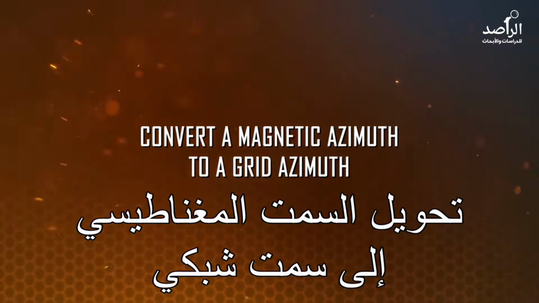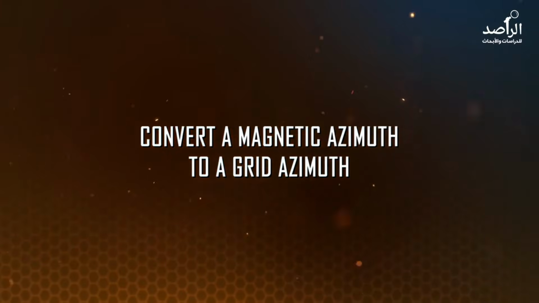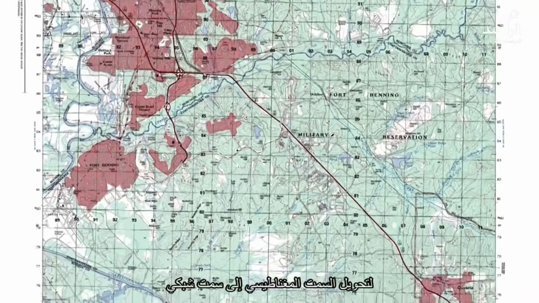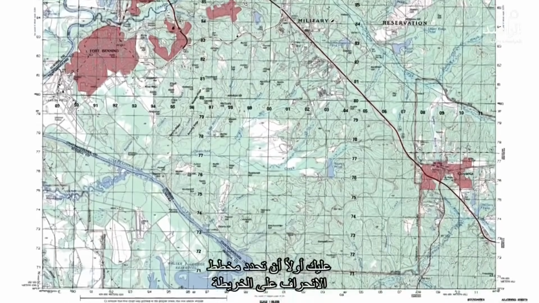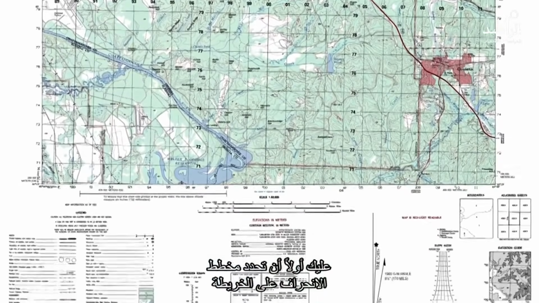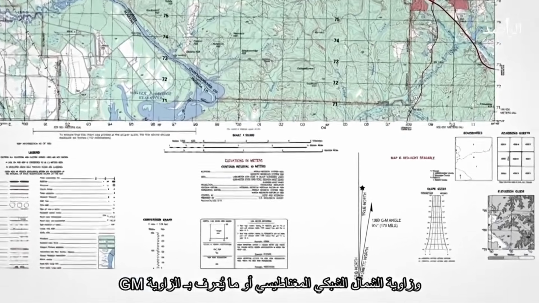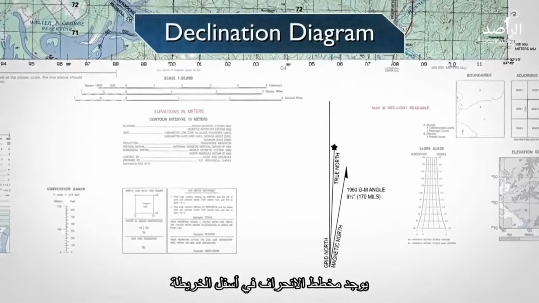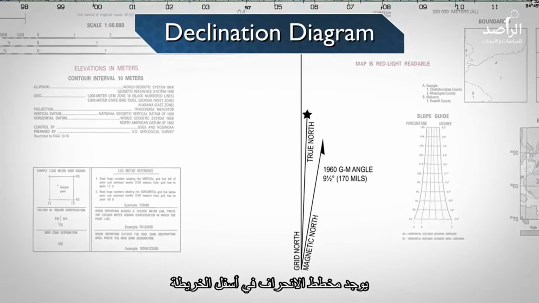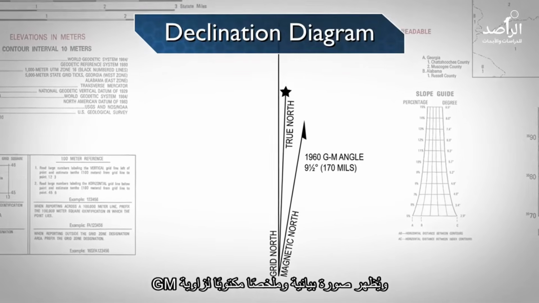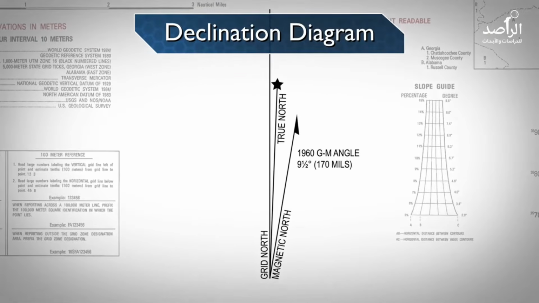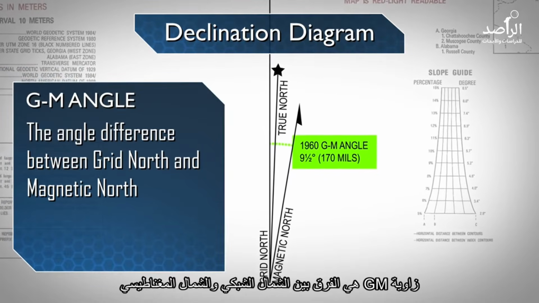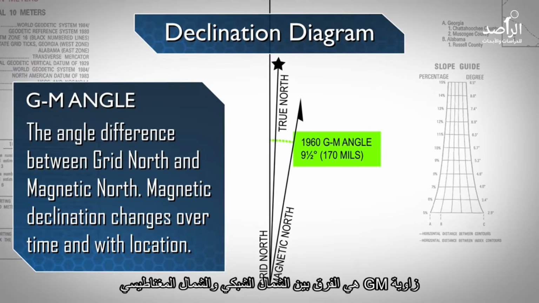Convert a magnetic azimuth to a grid azimuth. To convert a magnetic azimuth to a grid azimuth, you first need to locate the map's declination diagram and the grid magnetic, or GM, angle. The declination diagram, found at the bottom edge of the map, shows both a graphic picture and a written summary of the GM angle. The GM angle is the angle difference between grid north and magnetic north.